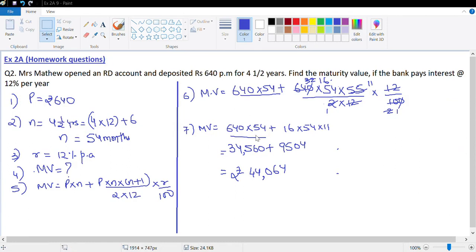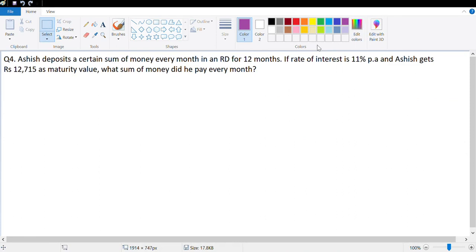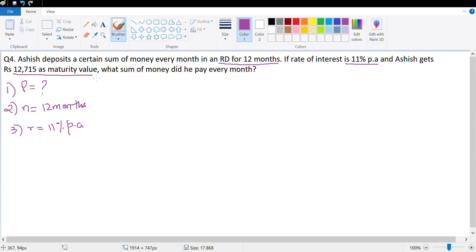The next homework question was question number 4. It says Ashish deposits a certain sum of money every month. So P is equal to question mark in an RD for 12 months. So the time in this case, N, is 12 months. Rate of interest is 11% per annum. R is equal to 11% per annum. He gets 12,715 as maturity value. So maturity value is equal to rupees 12,715. What we need to calculate is the principal.